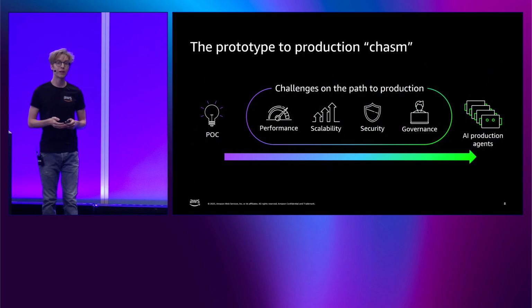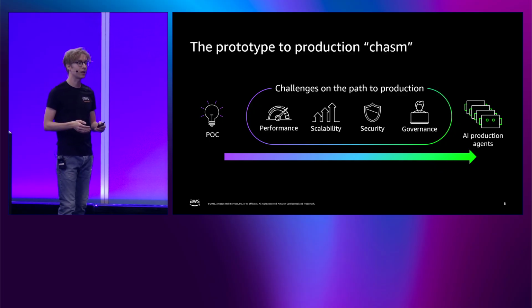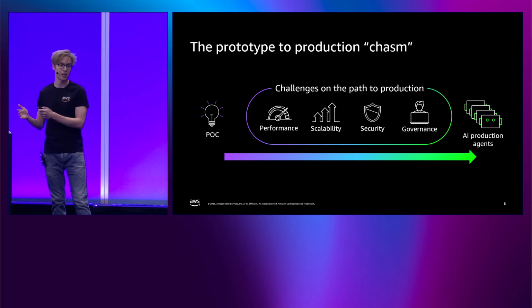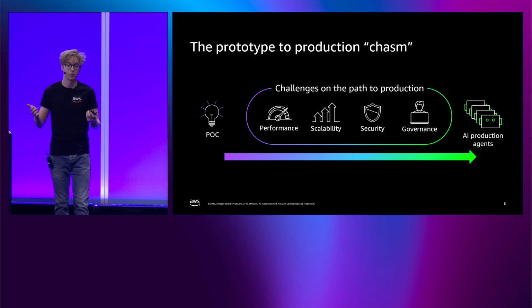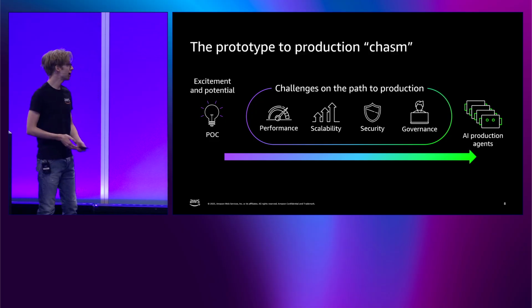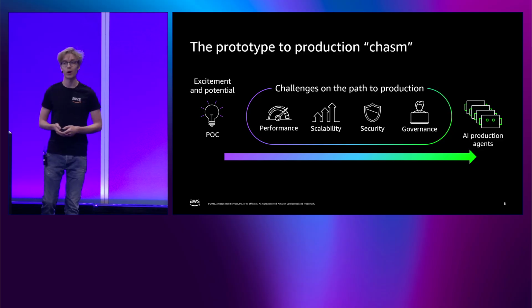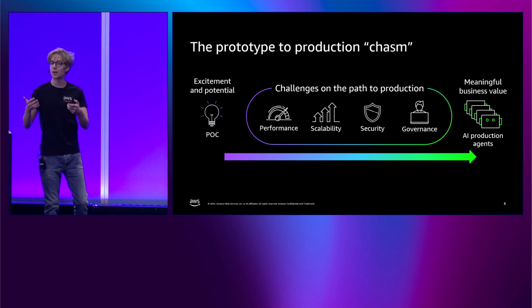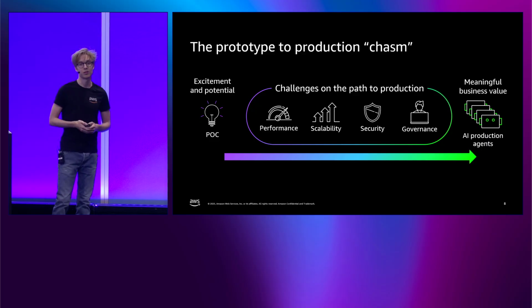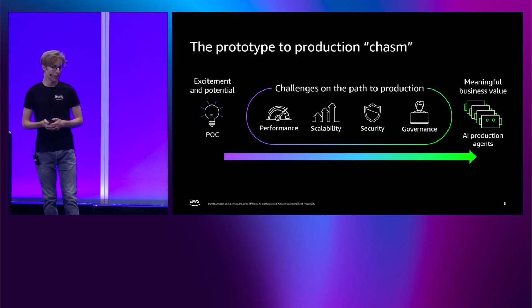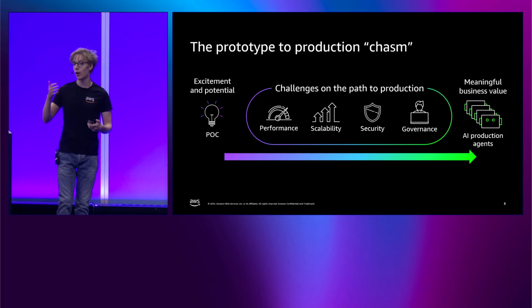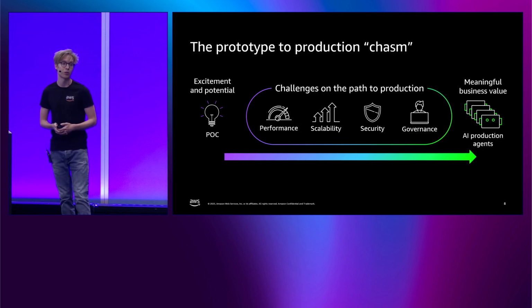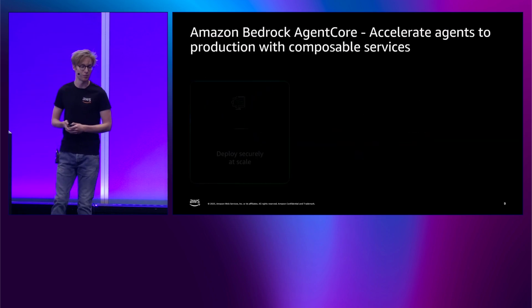And actually, this is one of the reasons why Gartner believes that by 2027, more than 40% of the agentic AI projects will be canceled. Yep. And the reason why is because moving from POC, where there is a lot of excitement and potential, to production, where you get the business value, is quite challenging. So there are a lot of challenges in that. Let's take a look at the main challenges and then how Bedrock Agent Core addresses those challenges and how Dynatrace further improves that with their observability capabilities.